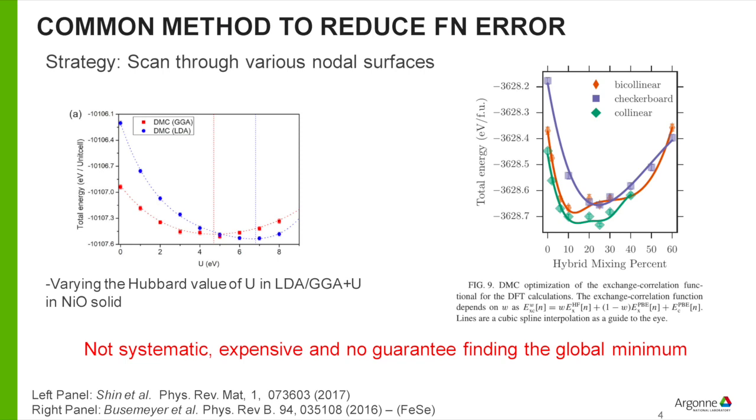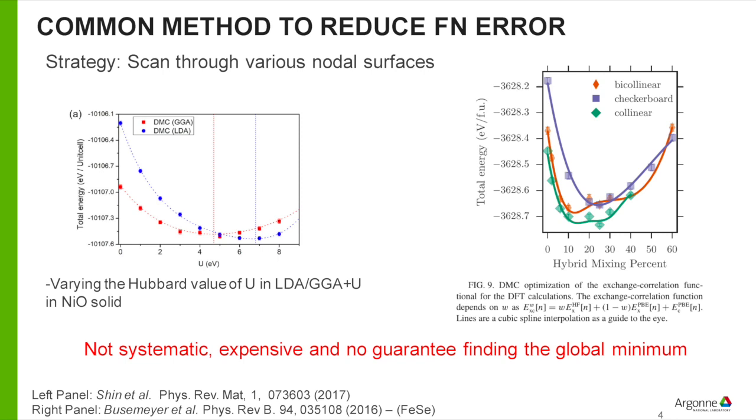This is here the case of nickel oxide, and we can see that by modifying the trial wave function, which is at the DFT level, we just move this U until we reach a minimum. In this case, we were lucky that with either LDA plus U or GGA plus U, two completely different functionals, we reach the same minimum, but for two different values of U. Then we're happy. We think that we're optimized.